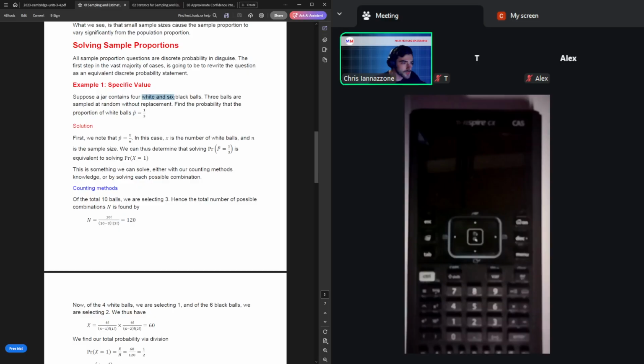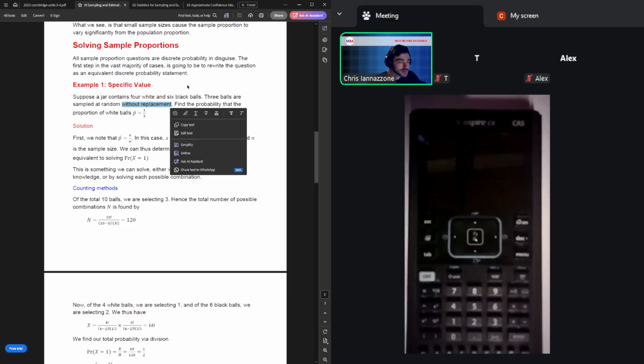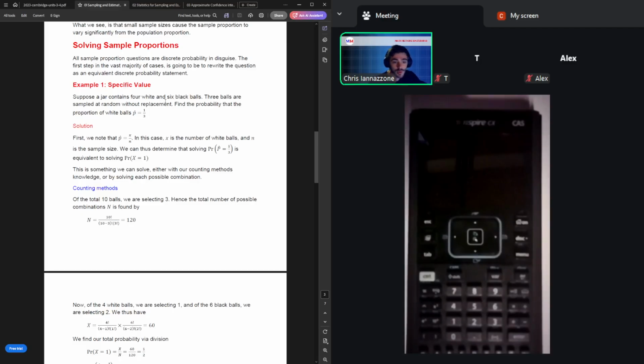A jar contains 4 white, 6 black. 3 balls are sampled at random, this time without replacement, so binomial is not going to be applicable here. Binomial would require with replacement. Find the probability that the proportion of white balls p hat is equal to a third.